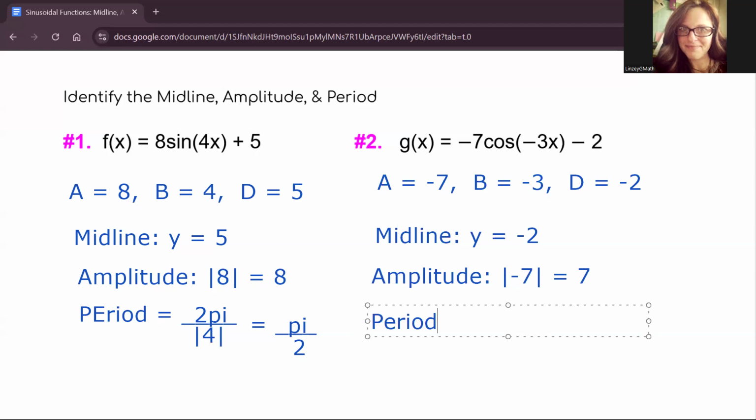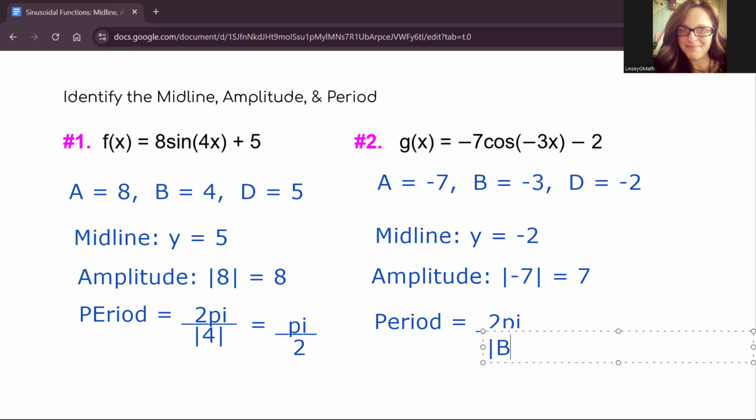And the period is equal to 2 pi divided by the absolute value of B. B is -3. And the absolute value of -3 is positive 3. So we get 2 pi over 3. Let's take a look at a graph.